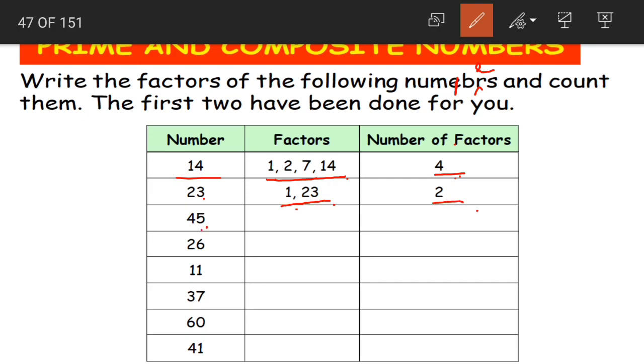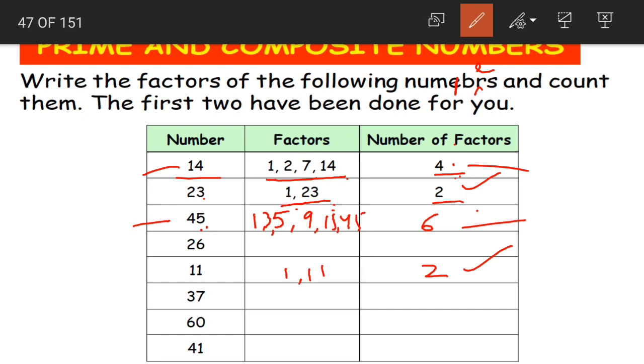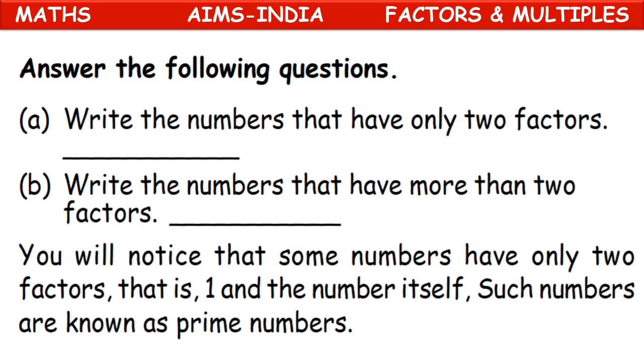For the number 45, we have 1, 5, 9. We have 3 also, yes, 15 and 45. We have 6 factors. Okay children, so like this, a few numbers have 2 factors and a few numbers have more than 2 factors. See, 23 and 11 are having only 2 factors. 14 and 45 are having more than 2 factors, that is 14 is having 4 factors and 45 is having 6 factors.